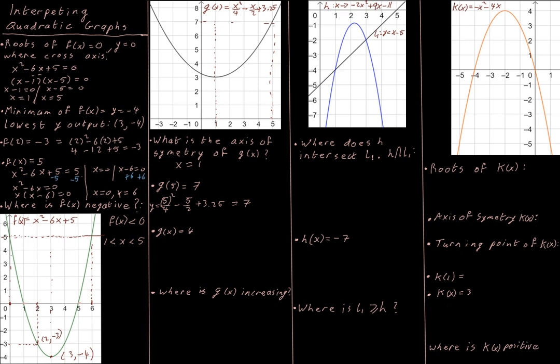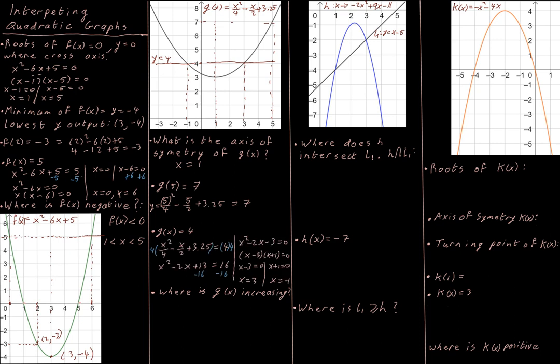g of x is equal to 4. When is the y output equal to 4? So we're effectively looking at where our curve crosses the line y equals 4. Well, that happens at x is minus 1, and that happens at x is 3. And that is the quadratic solved algebraically, and we get x is 3 and x is minus 1, same as we did from our graph.